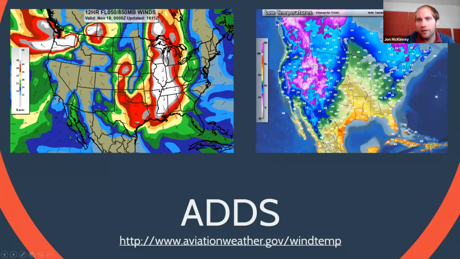Temperature, you guys know how to read temperature. 48. Seems like a Fahrenheit deal today. That'd be Fahrenheit numbers. And ADDS, that's the Aviation Digital Data System Service. And we know that by aviationweather.gov. So that'd be the website. It's one of your favorite websites, aviationweather.gov.